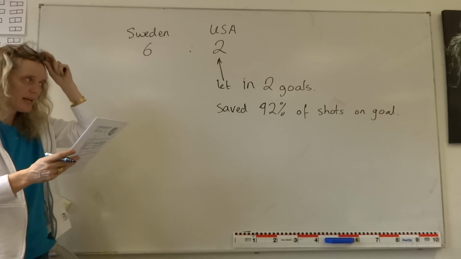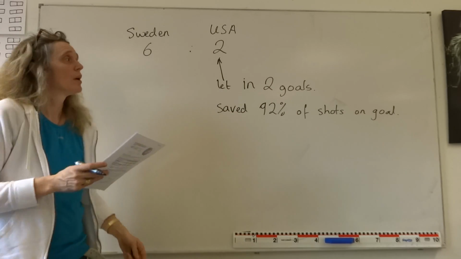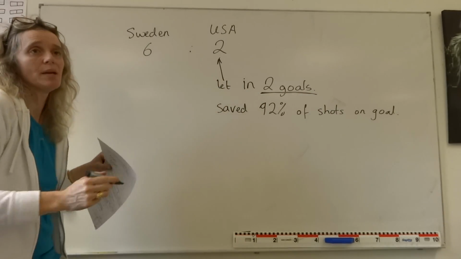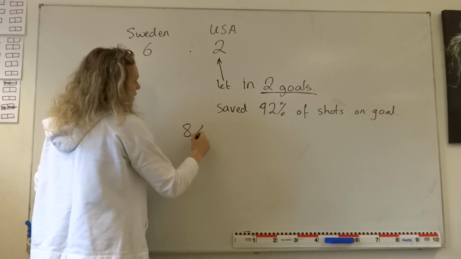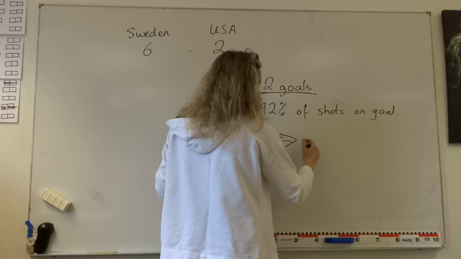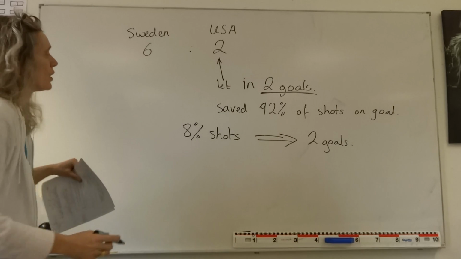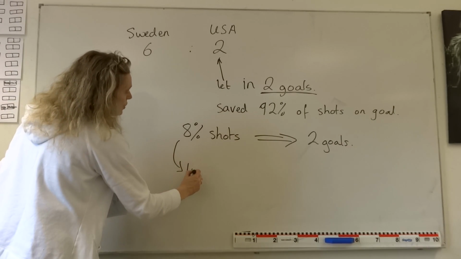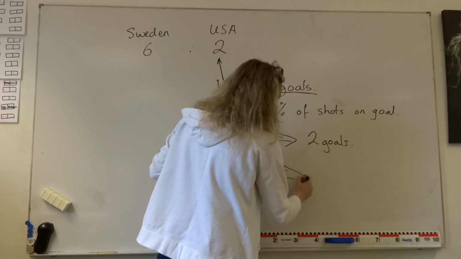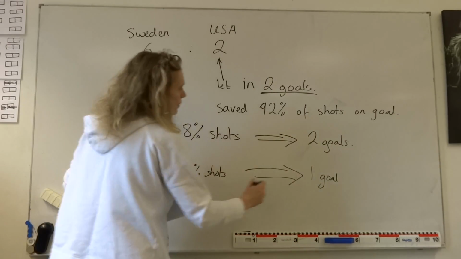And the question then is, how many shots on goal did he get? Well, what do we know about these 2 goals? These 2 goals must be the 8%. So 8% of the shots on goal went in. So these are equivalent to 2 goals. So 4% of shots on goal would have been equivalent to 1 goal, just by dividing by 2.